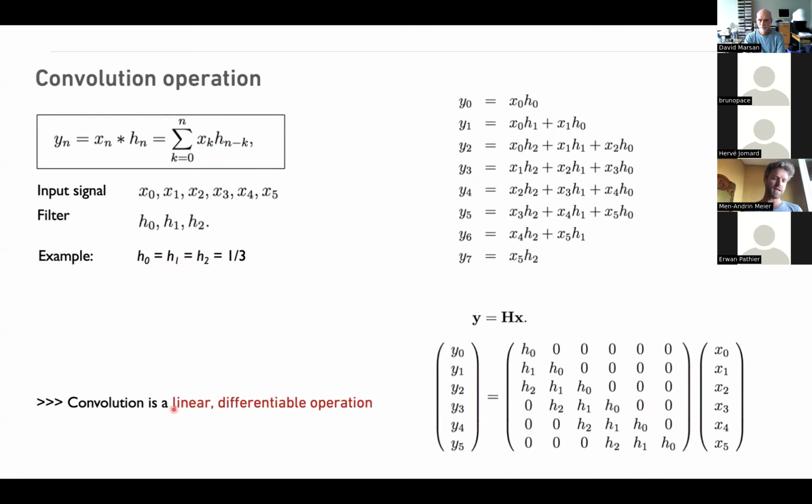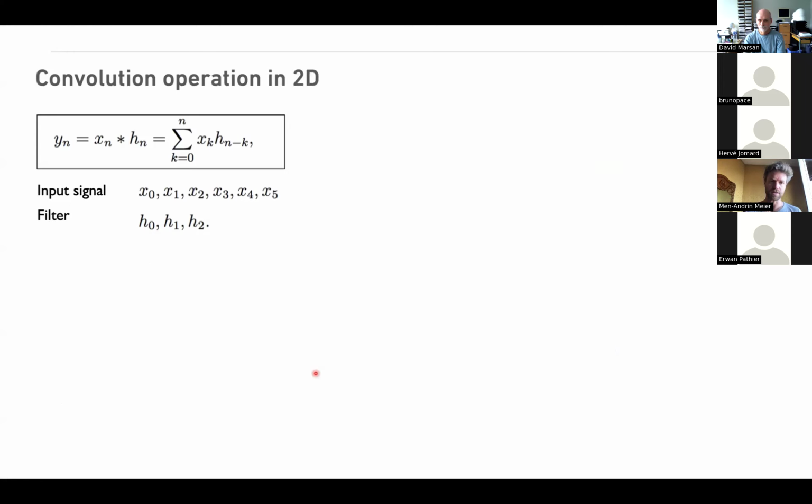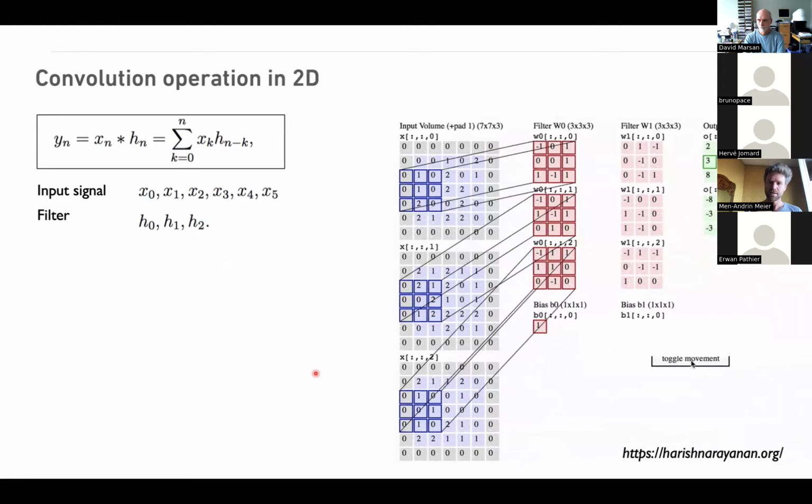Importantly, convolution is a linear and differentiable operation. And this is important because only then can we actually do the backward propagation of errors to do the parameter updates with stochastic gradient descent.